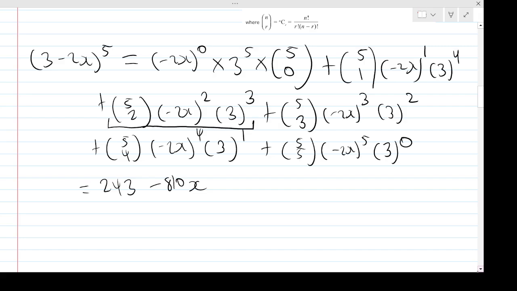So now we've got minus 2x squared, but I'm going to do the coefficient first. I'll do it in order. So if I choose 2, firstly, is 10. Then minus 2x squared, well that's minus 2 squared, which is positive 4. So times that by 4 to get 40. Then times by 3 cubed, that would give me plus 1080, and that would then be x squared, okay?